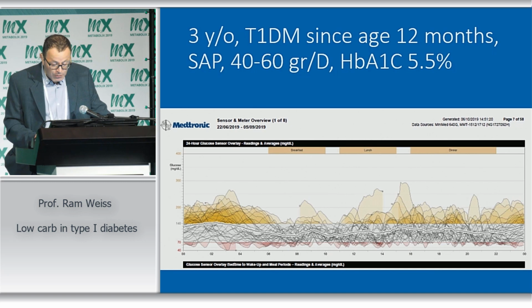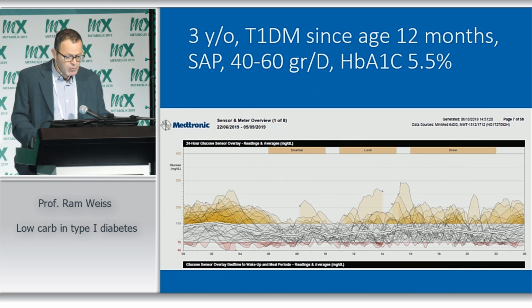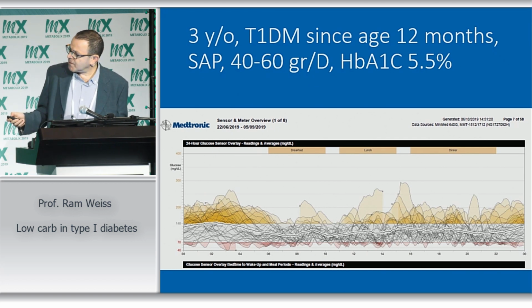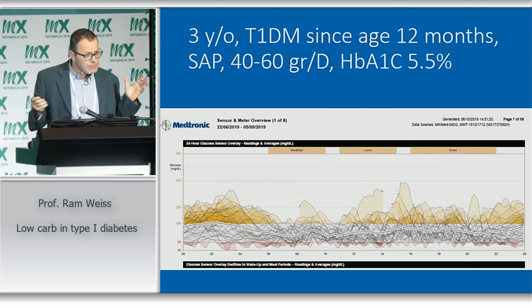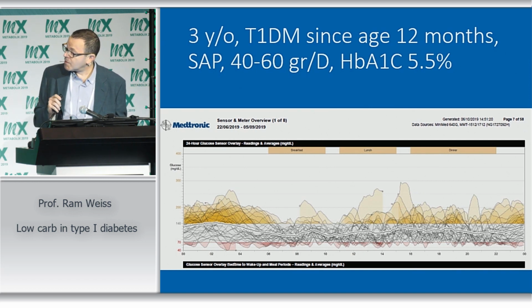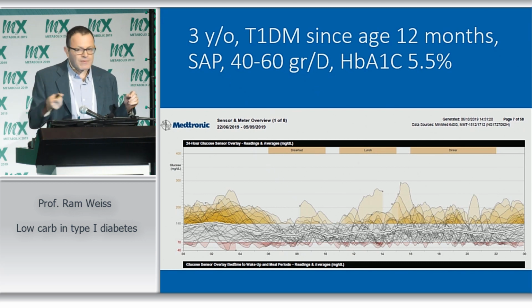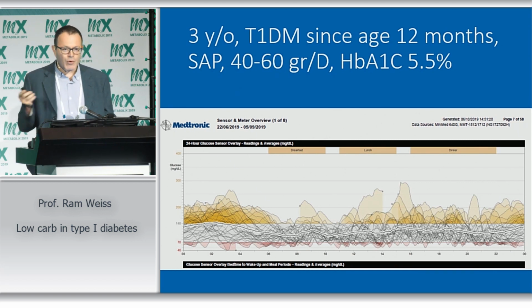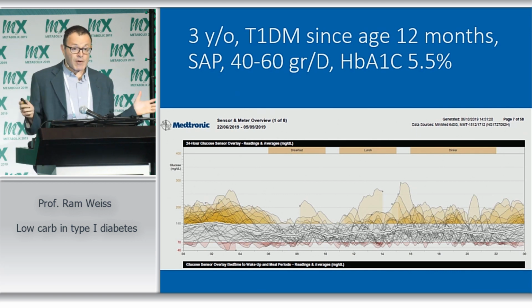This is actually a 3-year-old, whom I saw in clinic a few weeks ago. Type 1 diabetes since the age of 12 months, on a sensor-augmented pump. About 40 to 60 grams of carbs a day, which is a little bit more than we're used to. Hemoglobin A1C is 5.5. You see these excursions. You always have that with little kids that sometimes steal food. Sometimes the pump is in the daycare, somebody pulls your pump. A lot of accidents happen in kids. But this is possible in very young kids. Of course, he's growing very well, a very nice kid. It's possible to do this.